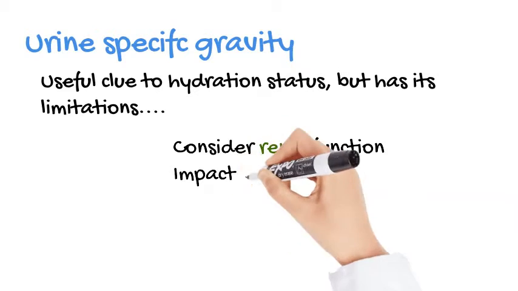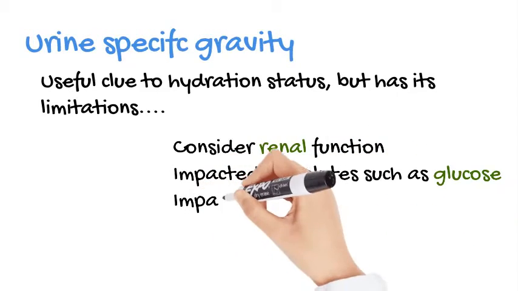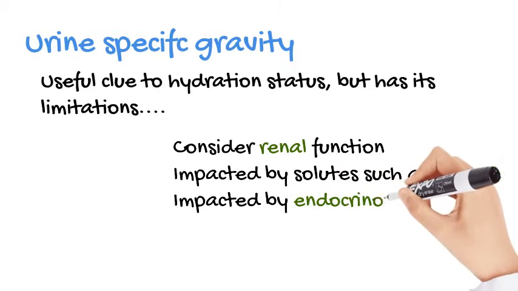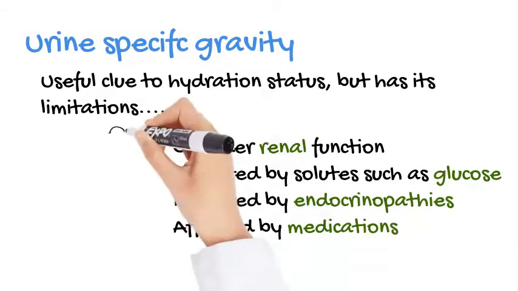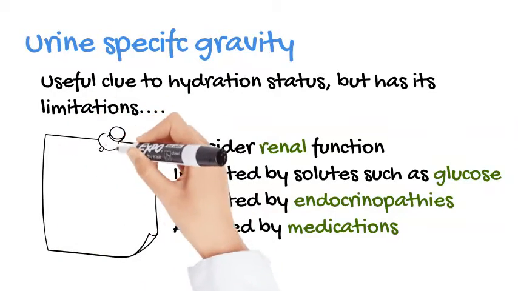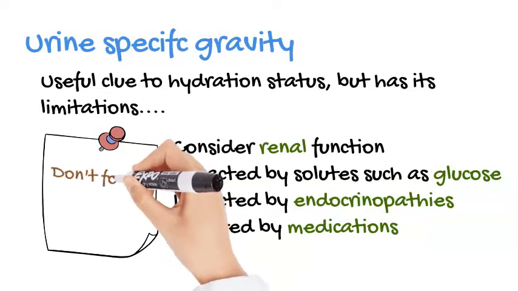Also got to think about the impact of solutes such as glucose. That's going to confuse our refractometer. Many patients with endocrinopathies are going to have dilute urine even if their kidney function is good. And then lots of medications like glucocorticoids and diuretics are also going to make the urine-specific gravity much less useful.